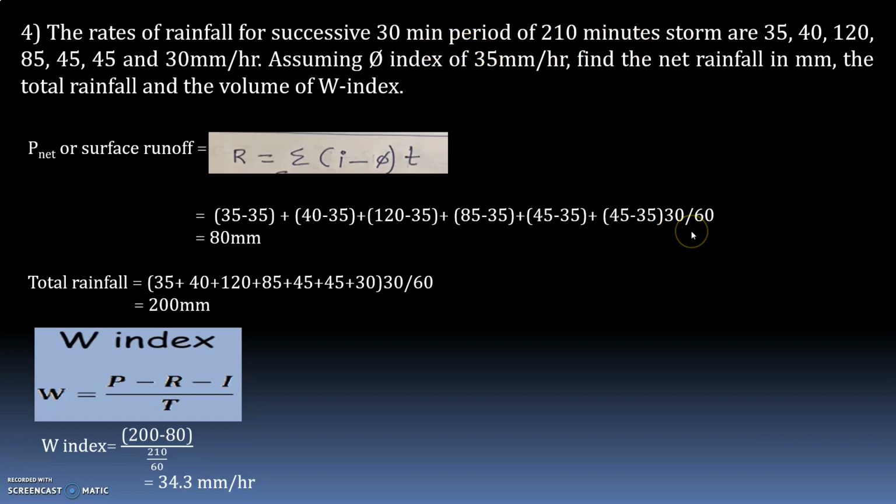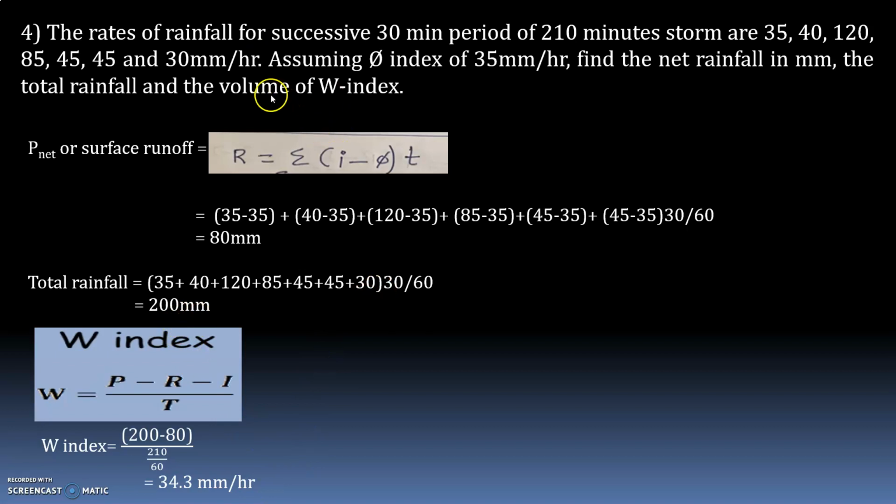So you have to convert into hour. So 30 divided by 60. So we will get 80 mm. Okay, this is surface runoff or net rainfall. Next, you have to calculate what is total rainfall. Total rainfall is nothing but the addition of all the rainfall intensities, that is 35 plus 40 plus 120 plus 85 plus 45 plus 45 plus 30, into, again this is in minutes, so convert into hour, into 30 divided by 60. So we will get 200 mm.